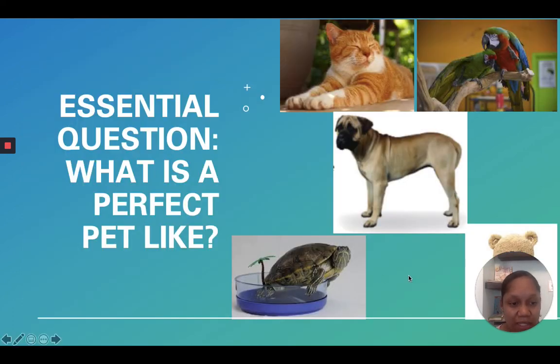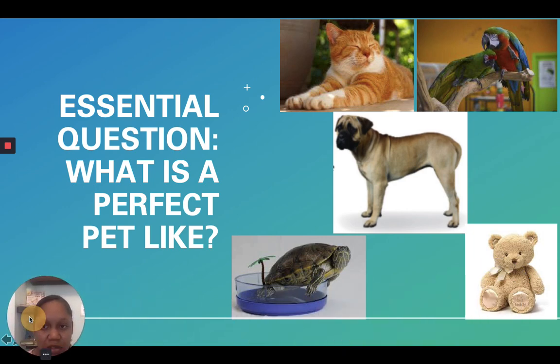So if we're looking at this picture here, what is a perfect pet like? It depends on the person. Some people love cats, some people love birds, some people love dogs, turtles even, and some people don't like an actual animal. They'd rather have a stuffed animal. So everybody's different. What's perfect for you is different from what's perfect for other people.